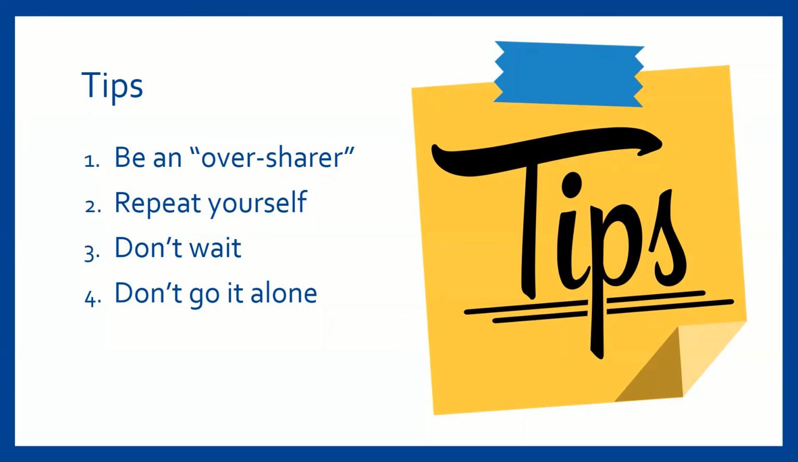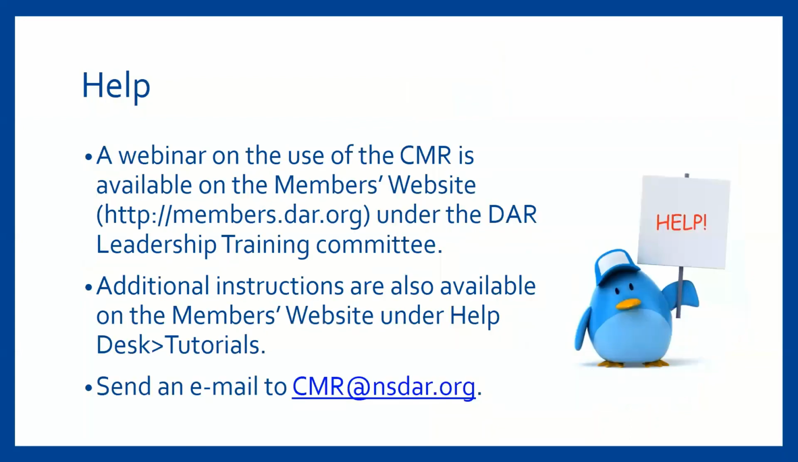Number 3, don't wait. If you wait until the last week of January to enter your chapter's information into the CMR, you likely will be overwhelmed and miss items to report. The CMR is available now, so why not begin adding information little by little, month by month? And finally, number 4, don't go it alone. Enlist the help of your chapter officers and committee chairs to collect and enter the information. Need help? Here are a couple of helpful resources.